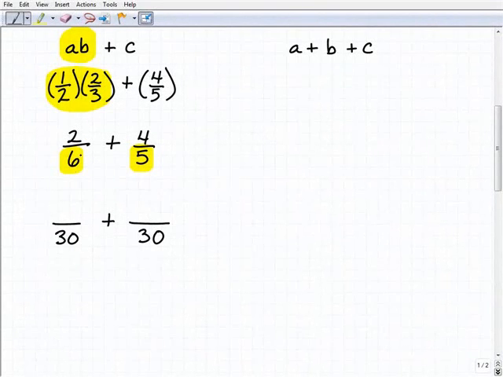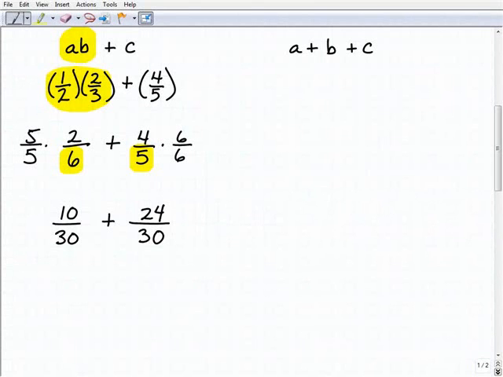Now what we have to do is rewrite each of these fractions such that their denominators are 30. For our first fraction, we multiply both the numerator and denominator by 5, which gives us 10 over 30. For the second fraction, we multiply the numerator and denominator by 6, which gives us 24 over 30. Now we have common denominators, and all we have to do is add the numerators. So 10 plus 24 is 34 over 30.